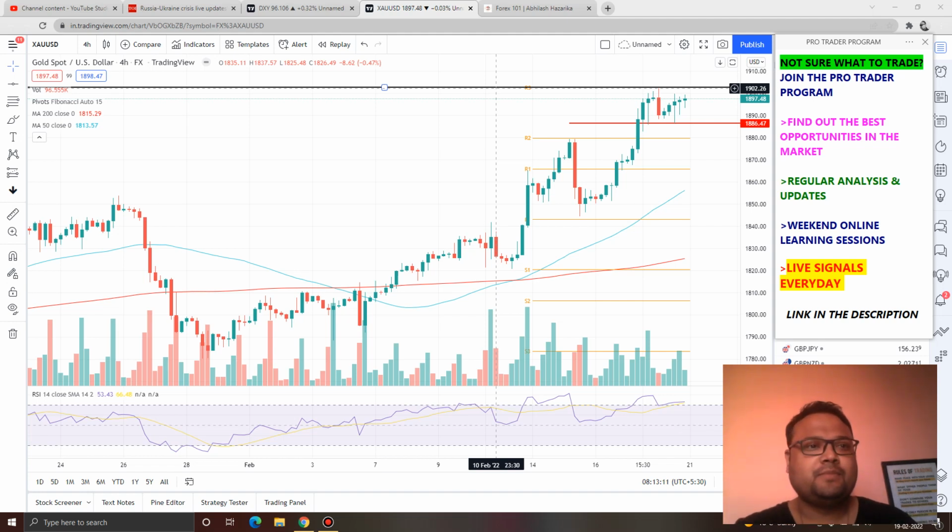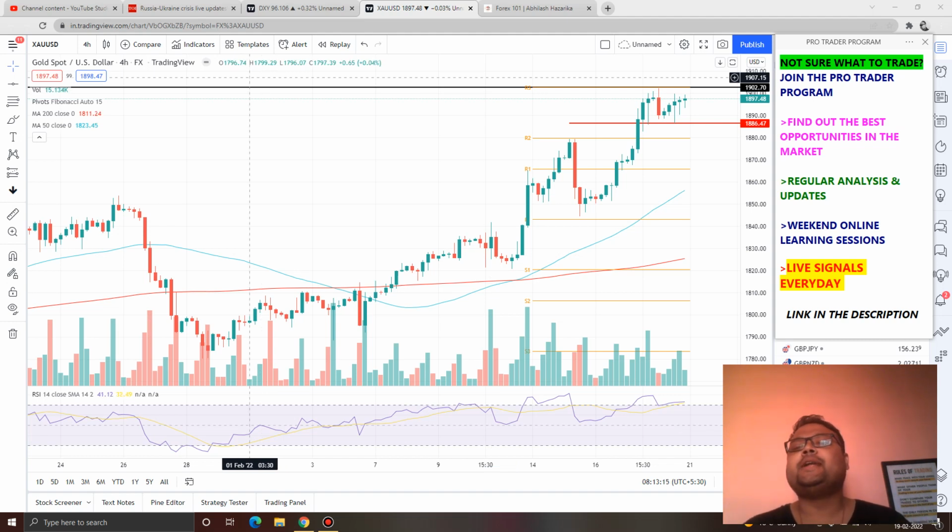So let's get started. This is the 4 hour chart of gold in front of us right now, and as we all know, gold is unstoppable. The reason is very simple. There is a crisis going on in the world right now. There is a tension between Ukraine and Russia. Whenever there is a tension, there is a crisis in the world. Gold, being considered the safest investment option, always goes up. Right now there is a tension, so we are seeing that gold is extremely bullish.